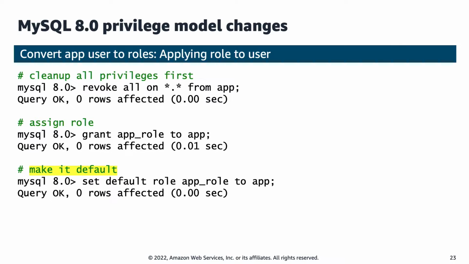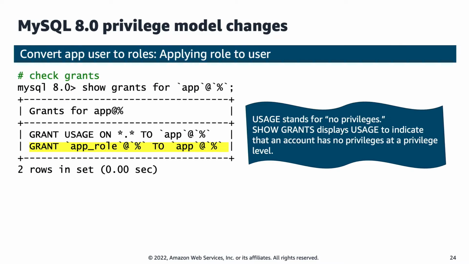So this is what has been added to MySQL 8.0. This is just to demonstrate how the grant will look now. If you do show grants for the application user, you will see that the app role has been applied to the app user. And then you may see the grant usage here. It's a MySQL specific. Usage stands for no privilege. It's just to show that this user exists, nothing more than that. Login privilege, yeah, that's right. That's a login privilege.